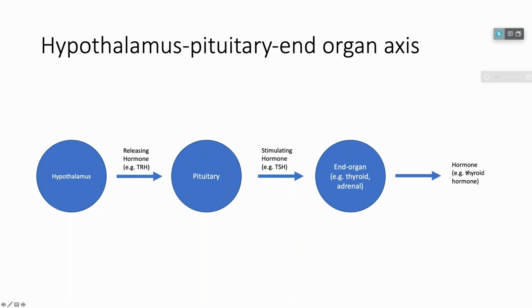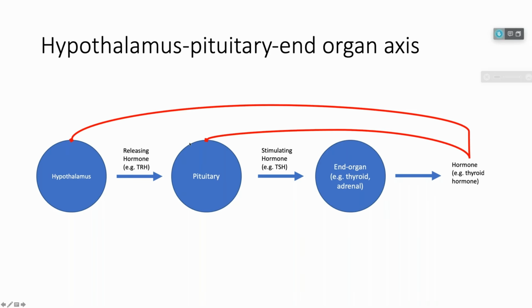And then you release some sort of hormone, which then inhibits the upstream things, right? Like it'll inhibit the pituitary and the hypothalamus, for example. Okay, so that's the very 20,000-foot view of how most of the endocrine systems basically work.